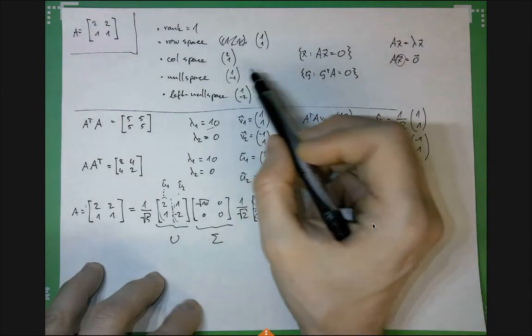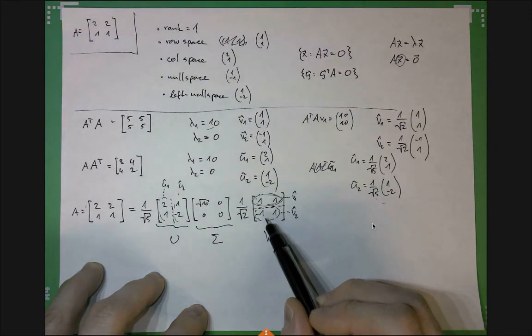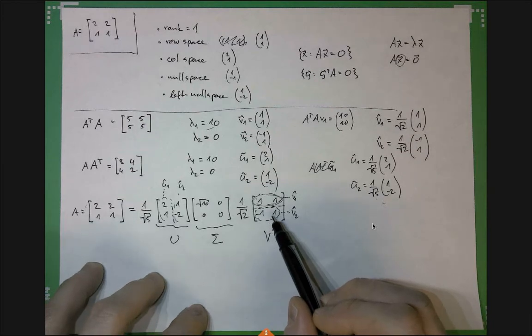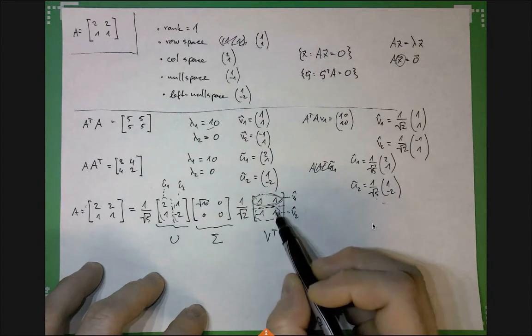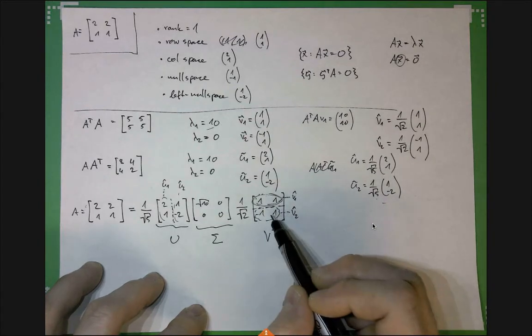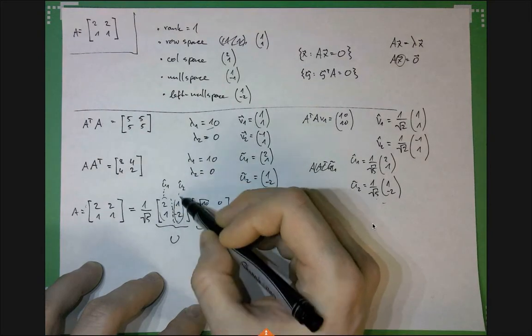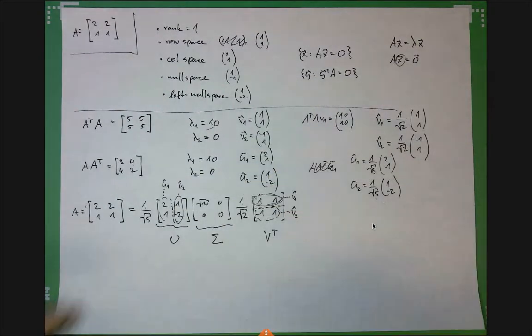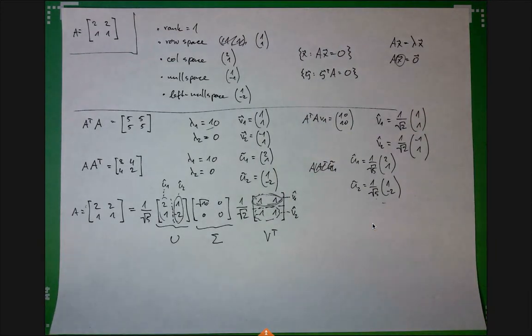The null space we have right here. That's the basis of the null space. This is what we discussed previously in general for any matrix. So here is a specific example where you see that it really is true. And right here, this is the basis for the left null space. So all these vectors just appear in SVD.